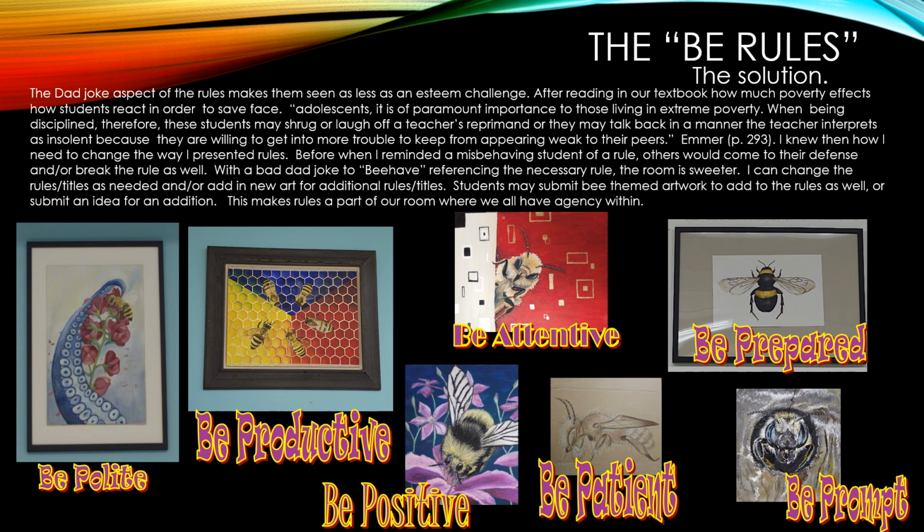The B rules, the solution. The dad joke aspect of the rules makes them seen as less of an esteem challenge. After reading in our textbook how much poverty affects how students react, in order to save face in adolescence, it is of paramount importance to those living in extreme poverty.